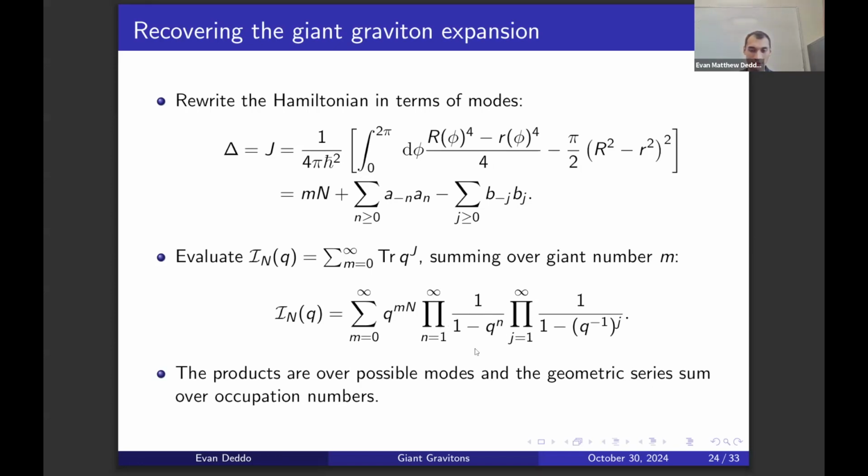And then this factor over here is a geometric series corresponding to the occupation number inside that mode. So if we expand this out, it'd just correspond to all possible occupation numbers of each mode. So this constructs these multi-graviton fluctuations, where you can have any number of gravitons in each possible mode.